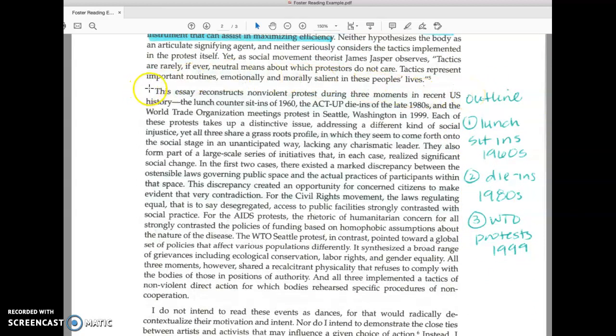So, for instance, in this paragraph that's titled "This Essay Reconstructs," I want you to see that I go through on the side with a green pen and create a mini outline of what's said in here. She's basically going to go through 3 different examples: lunch counter sit-ins from the 1960s, die-ins from the 1980s AIDS crisis, and the WTO protests in Seattle in 1999.